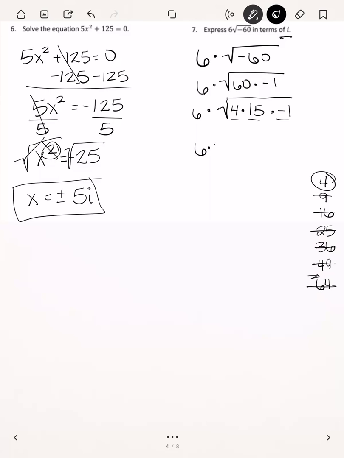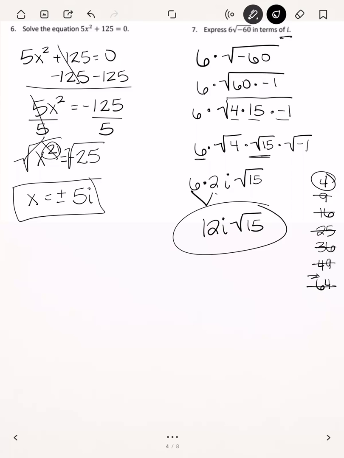So from here, I split it up into their own individual radicals, which is a square root symbol, in case you forgot. So the square root of 4, remember I'm multiplying the 6, so I have 6 times the square root of 4, which is 2. I can't simplify the square root of 15 anymore, so it stays in the radical, and the square root of negative 1 is i. So 6 times 2, so now I have to multiply these two, is 12i, and then radical 15. So that is simplified in terms of i.